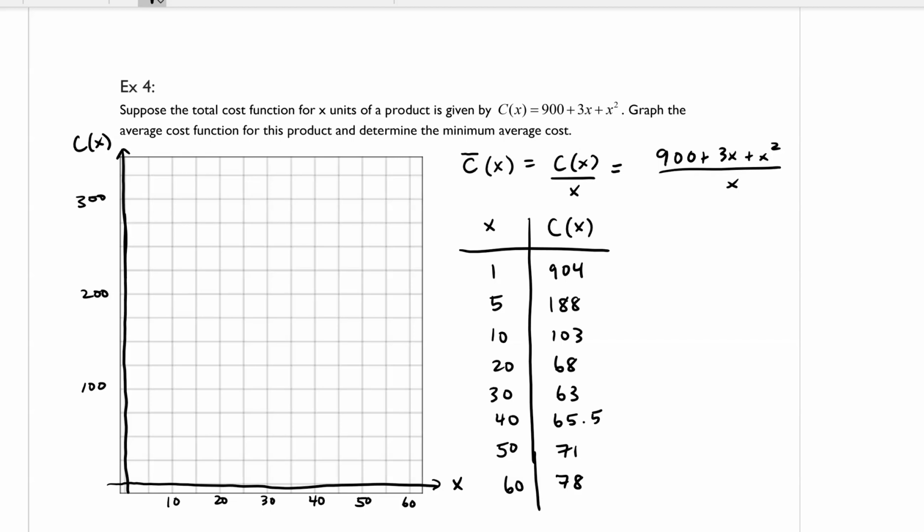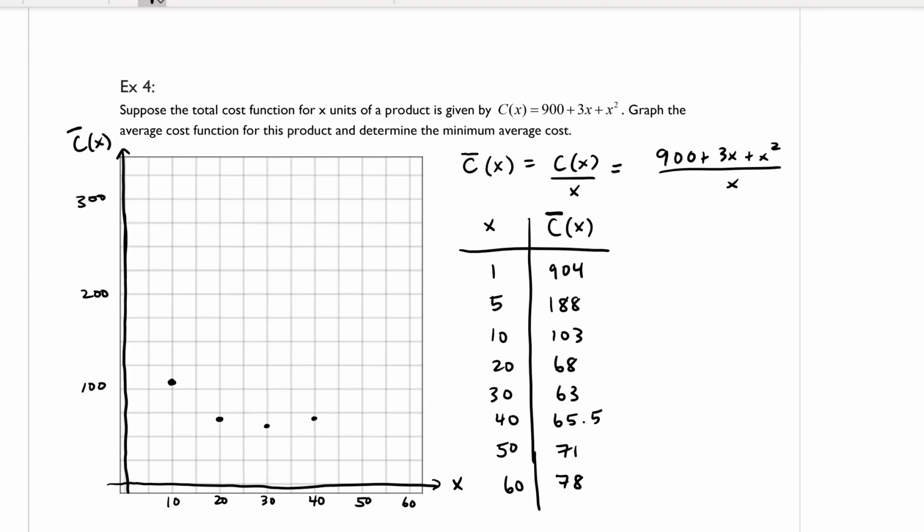So at 10 units, sorry, I just realized that this should be C bar, our average cost function, as well as that one. So at 10 units, our average cost per unit is going to be about $103, which is right there. At 20, it will be 68, which is about right there. At 30, it'll be 63, so it's slightly lower. At 40, it'll bump back up a little bit at 65.5.